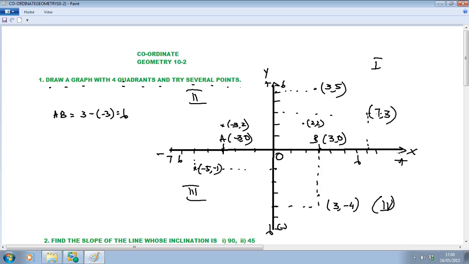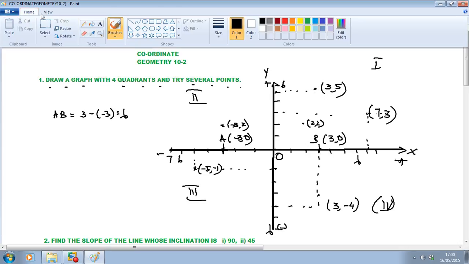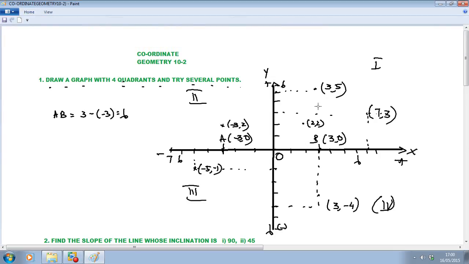Suppose you want to draw a graph between any 2 points, say 3, 5 and 7, 3. Simply we have to connect these 2 points and then extend it. So you can write an equation for this line passing through 2 points. We'll go to the next lesson and see how.